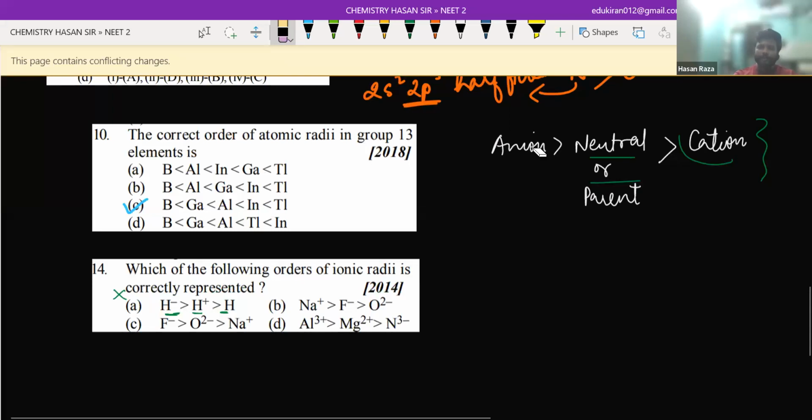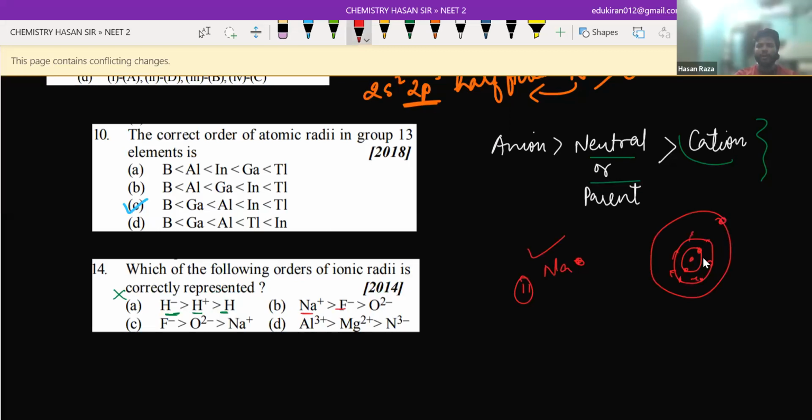Yes, sir. Now, if you follow this, you can see in the second option, cation is greater than anion, which is also not true. You know what happens here? Na, which has 11 electrons, will have 2 electrons in the first shell, 8 electrons in the second shell, and 1 electron in the third shell. But for Na plus, you will have only 2 shells, 2 electrons in the first shell and 8 electrons in the last shell. So you can see the parent or neutral is greater than cation.